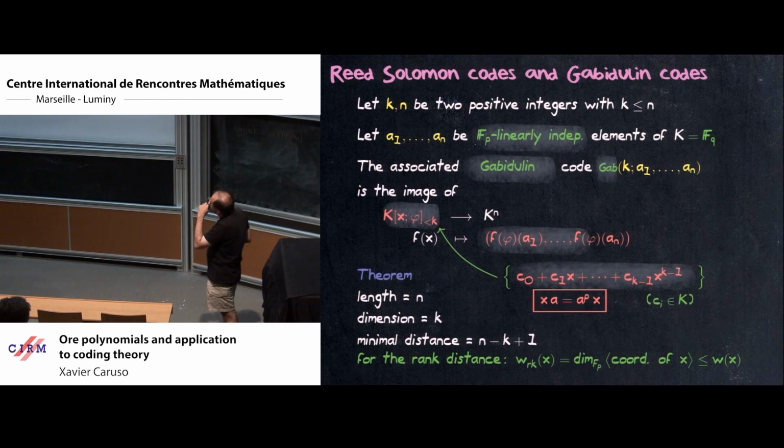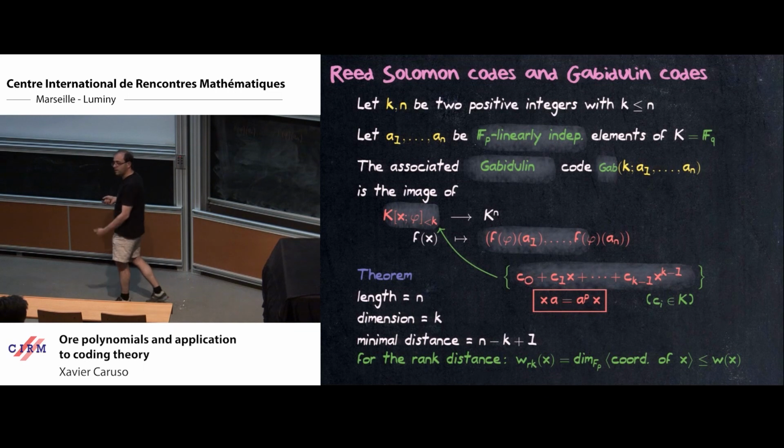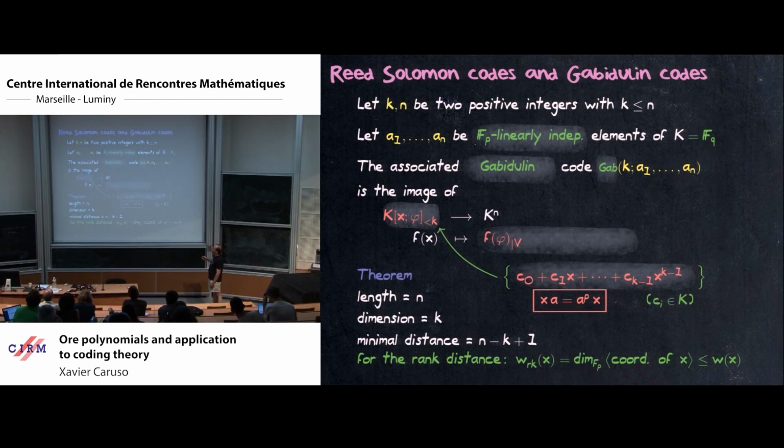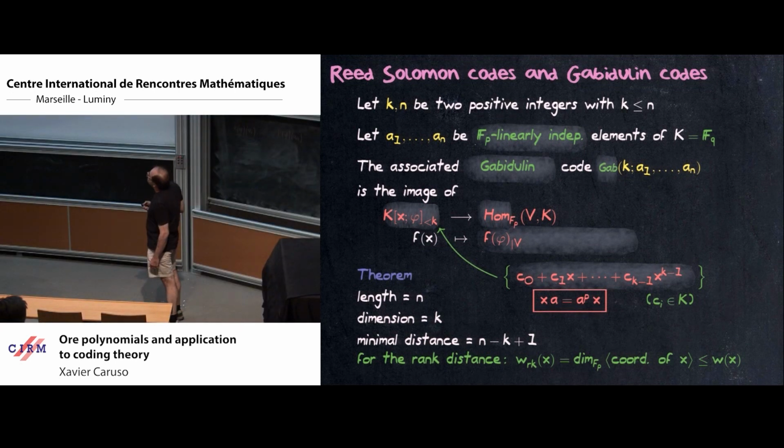Okay, so we can make further simplifications. Instead of evaluating f of phi at a1, a2, and so on, we can just give f of phi, the linear mapping. So I'm just mapping f of x to f of phi restricted to some subspace V, where V is the subspace generated by a1, a2, and an. Right? So now the image is not k to the n, but it's a set of homomorphisms from V to k. And the rank distance now is a bit different.